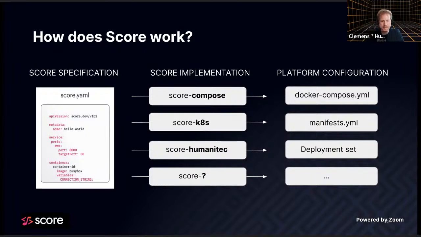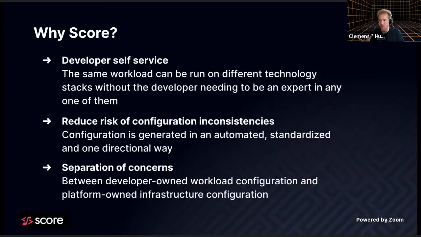Yeah. So why Score? Developer self-service. Who would have guessed, right? The same workload can be run on different technology stacks. There is no need for the developer to expertly understand any of them. Yeah, ordering a database is universal because that's a dependency of the application. It's the platform's job to fulfill that ask in the runtime environment. And as such, I do not need to understand how that works.